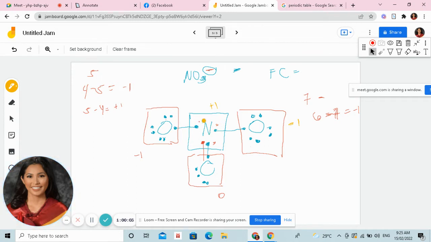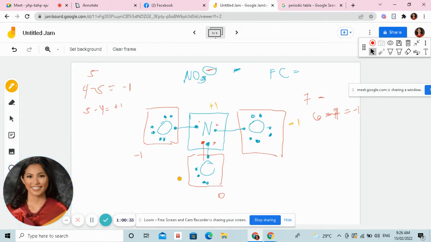This is how we calculate it, class. The valence electrons minus the electrons present that it accommodates. So we have that one. This is +1, and the oxygen on this side has -1.